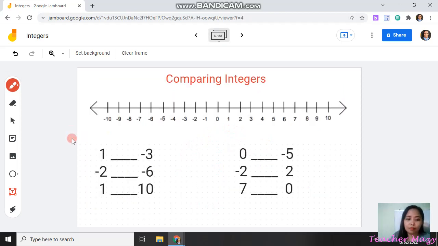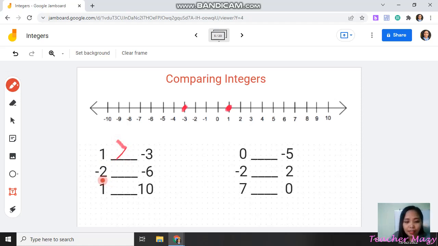Now let's try to compare these integers using the number line. Suppose that we have 1 and negative 3. First, let's locate the 1. So 1 is here and negative 3 is here. Again, the integer on the right side is always bigger than the integer on the left side. So that means 1 is more than negative 3.